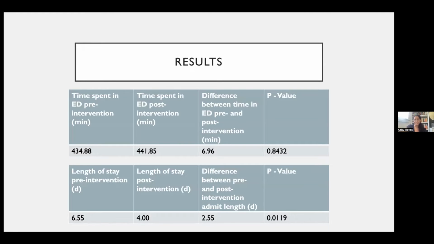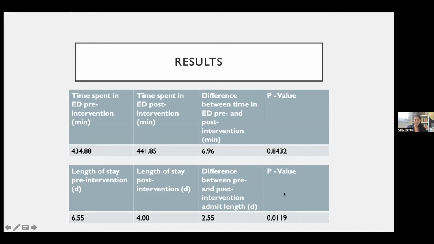And now on to the results. So this top table shows that the average length of time in ED increased by an average of 6.96 minutes. It went from 434.88 minutes to 441.85 minutes. However, this difference was not significant, as you can see from this p-value of 0.8432.